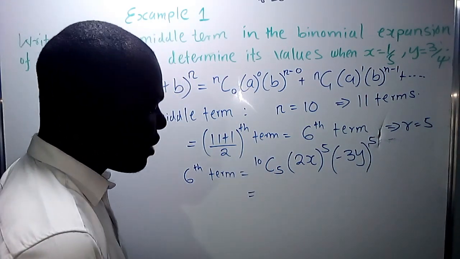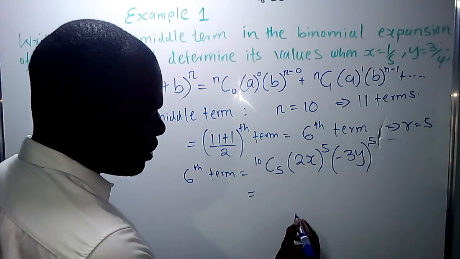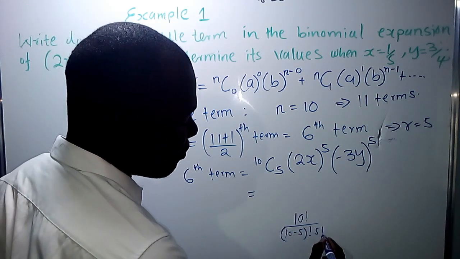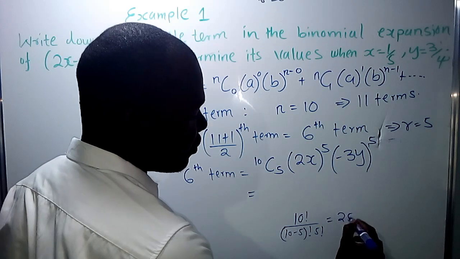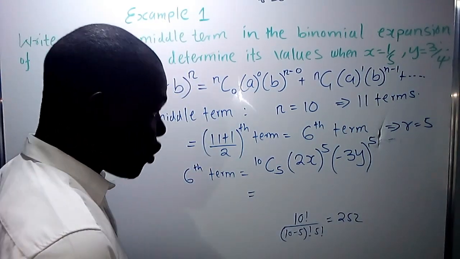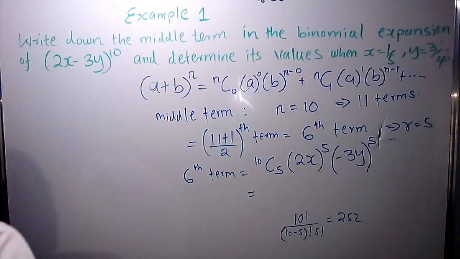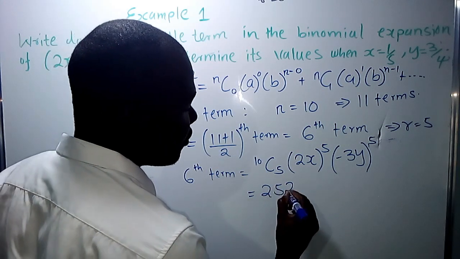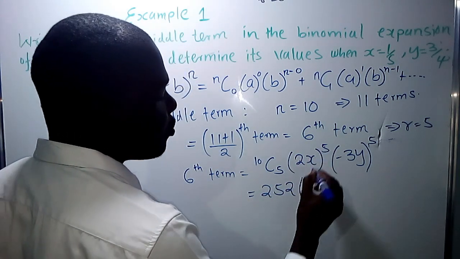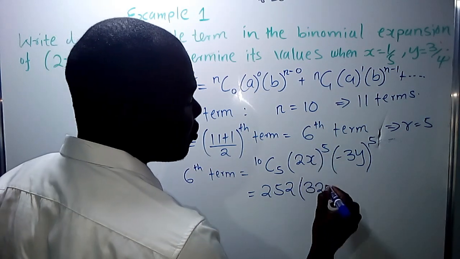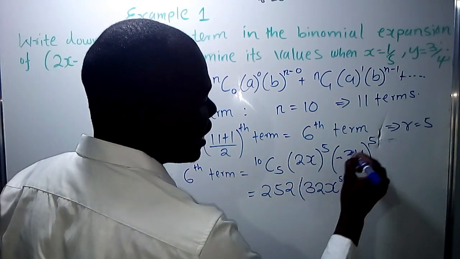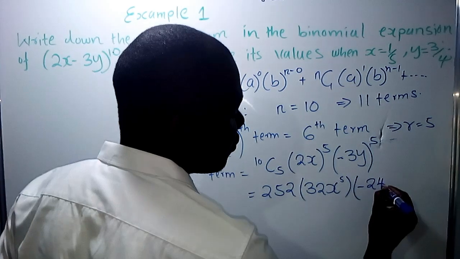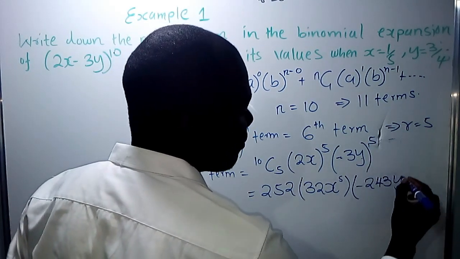So 10 combination 5, remember, is the same as 10 factorial over (10 minus 5) factorial times 5 factorial. If you work that out, you get 252, or you just press that directly in the calculator. So 10C5 is 252, then 2 raised to power 5 is 32, x^5 stays, negative 1 raised to power 5 is a negative, 3 raised to power 5 is 243, y^5 stays.